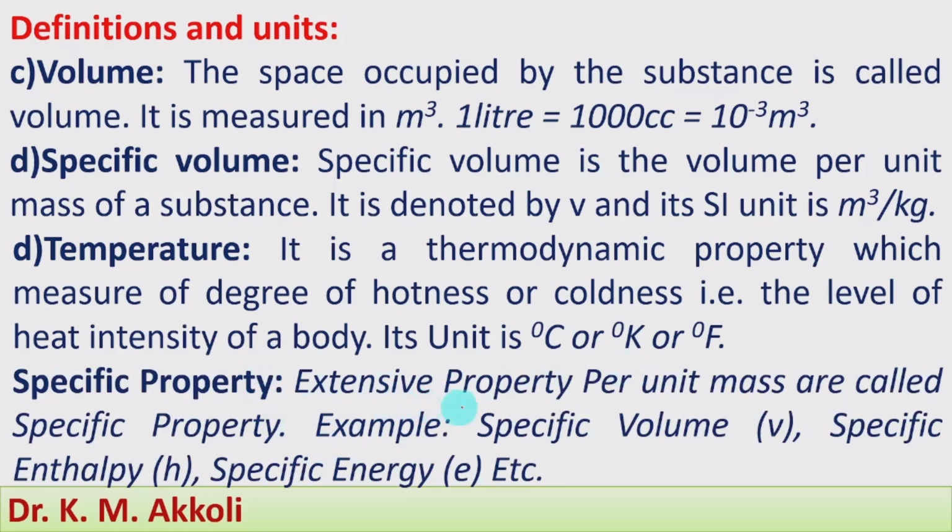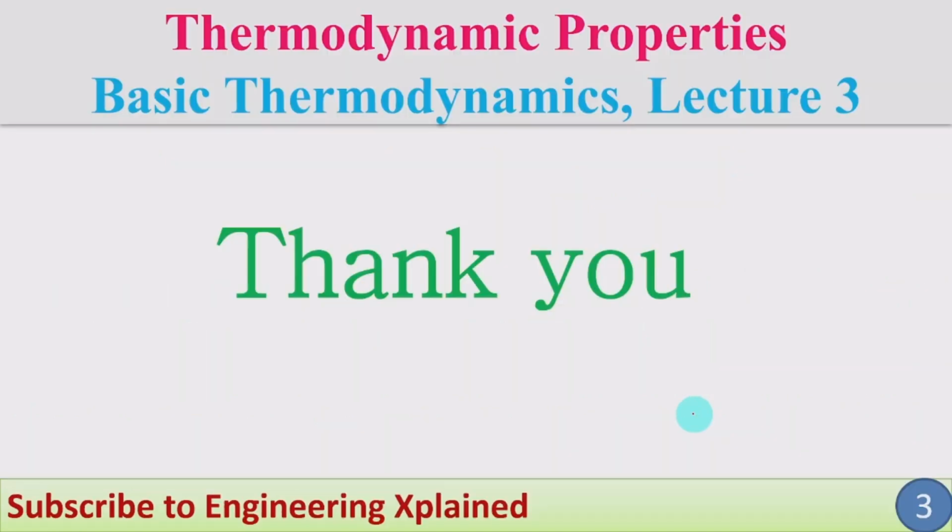Specific properties: extensive properties per unit mass are called specific properties. Examples are specific volume, specific enthalpy, specific energy. Whatever is taken per unit mass in thermodynamics, those are the specific properties. Other properties like internal energy, enthalpy and entropy I am going to discuss in further sessions. These are the basic properties of thermodynamics.